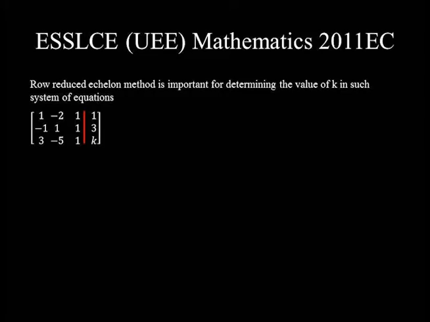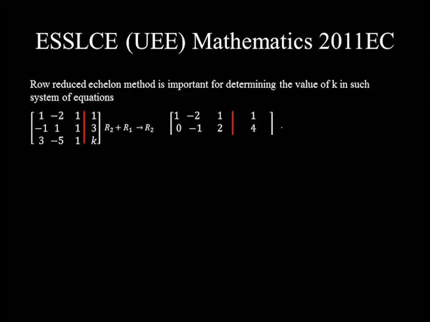Thus, the row operation needed for this step is row 2 plus row 1 and then put it in row 2. Row 1 will be the same. Row 2 elements, 1 plus negative 1 is 0. Negative 2 plus 1 is negative 1. 1 plus 1 is 2. 1 plus 3 is 4.